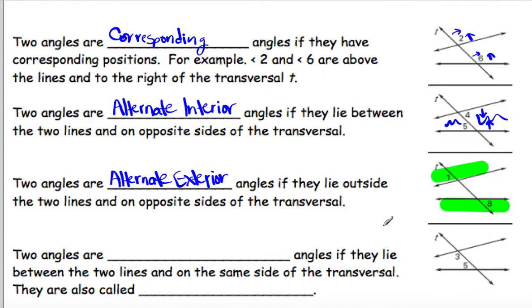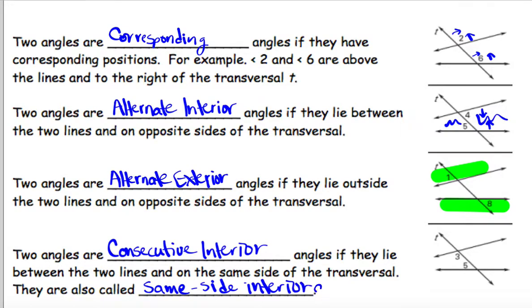And then the fourth set here, two angles are blank angles if they lie between the two lines and on the same side of the transversal. And these ones have two names. These are called consecutive interior angles, and they're also called same side interiors. And that name speaks for itself. They're on the same side and they are on the interior. You may refer to them as either name, whichever you're able to remember, consecutive interior or same side interior angles.